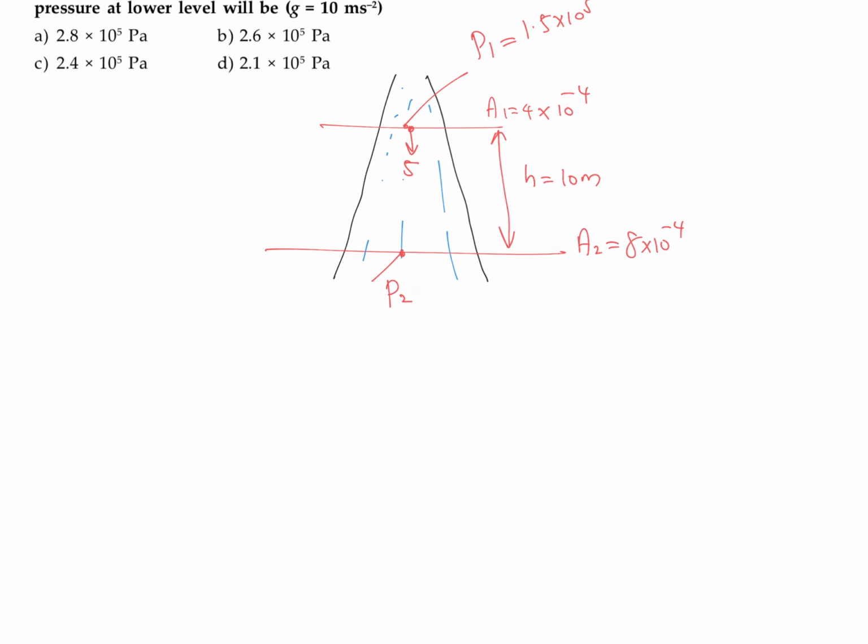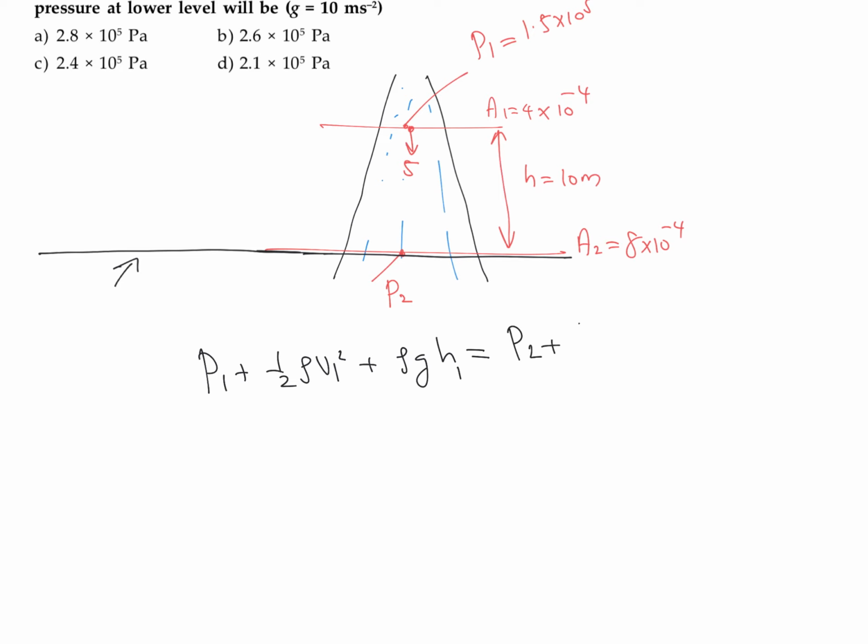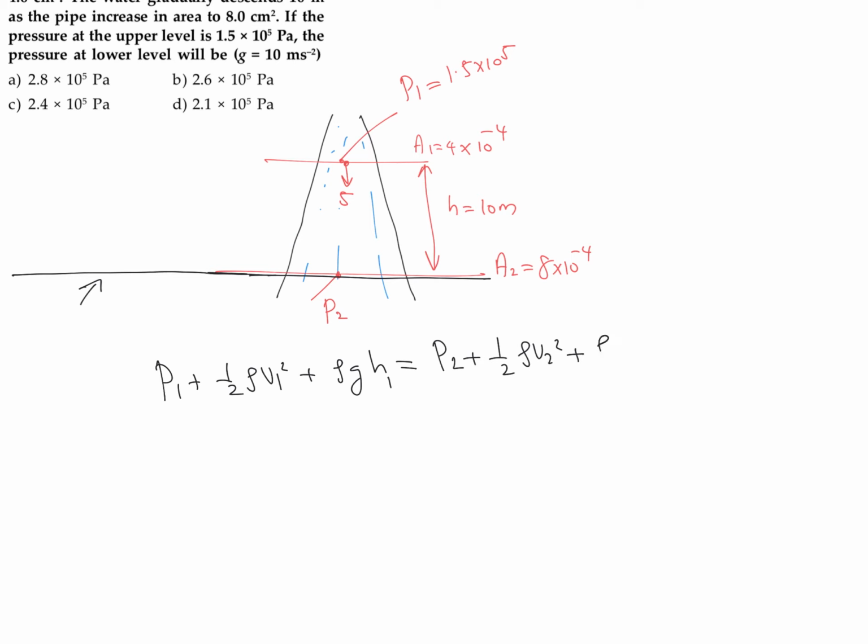So what we can do is, we can apply Bernoulli's theorem between point 1 and point 2. For writing Bernoulli's theorem, I'm just taking this as our reference line. So I'm writing it as pressure at point 1 plus half into rho into V1 square plus rho into g into h should be equal to constant, or you can write this is equal to pressure at point 2 plus half into rho into V2 square plus rho into g into h2.